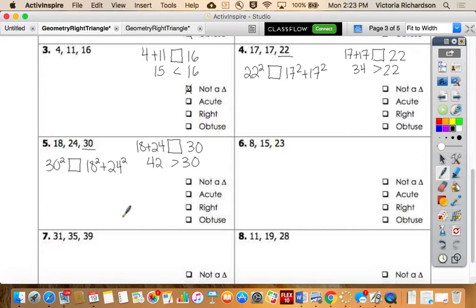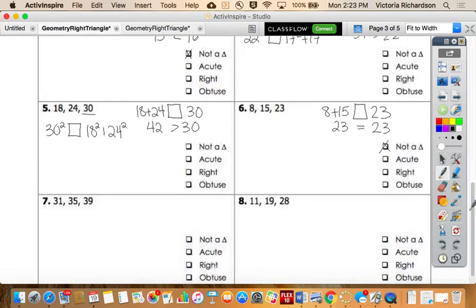Then we're going to do number 6. First of all, we need to figure out if it's a triangle, so we add the two smaller sides together, and we compare that to the largest. So if we add 18 and 15 together, we get 23. And when you compare 23 to 23, they are equal. But equal is not good enough. It has to be greater than. So therefore, this is not a triangle.